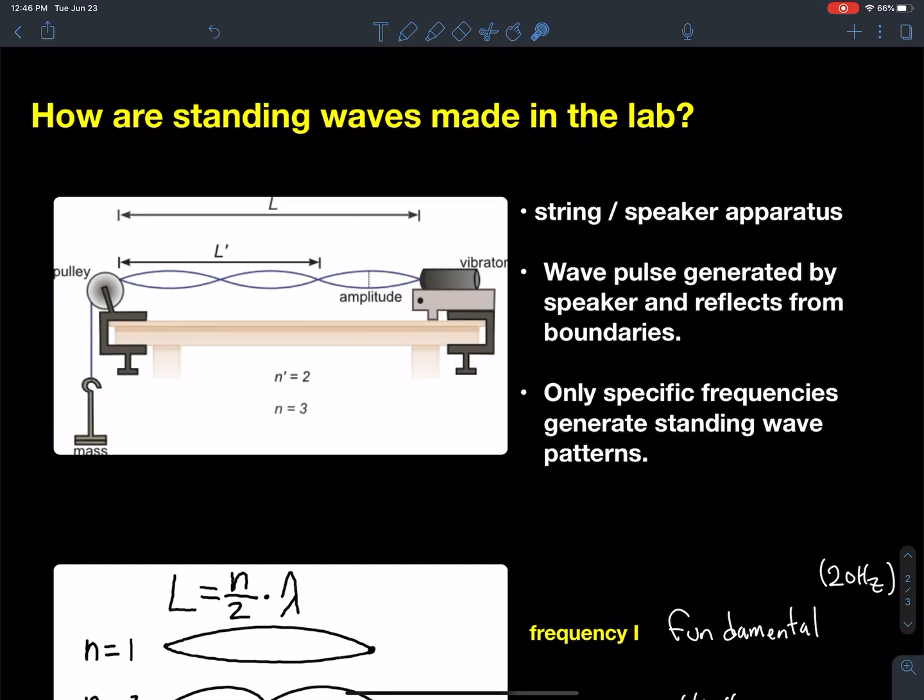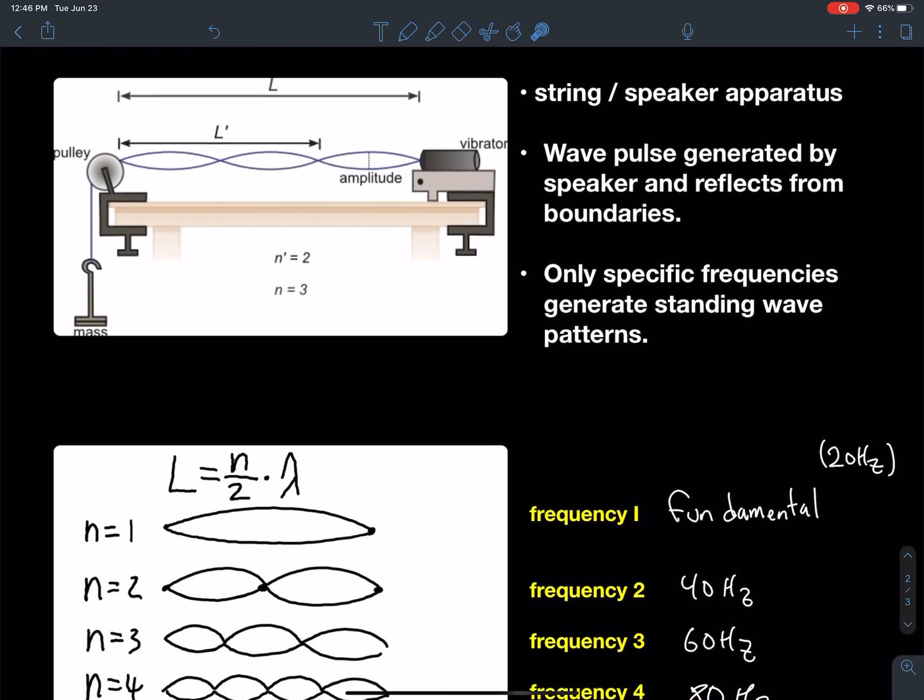And as we said at the end of the last video, only specific frequencies would generate a pattern. Anything that's off from that frequency doesn't. Each of these frequencies is called a harmonic. So these are harmonic frequencies. This original frequency that makes that pattern is my first harmonic, my fundamental frequency.